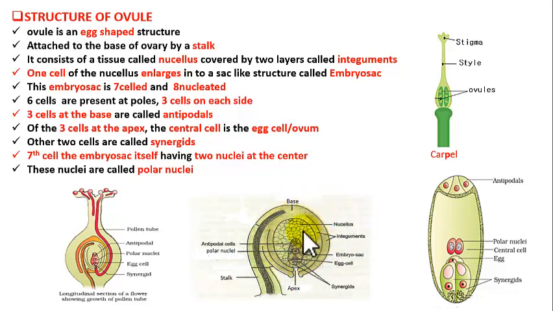So an ovule contains a central mass of tissue called nucellus, which is covered by two wall layers called integuments. Now students, during its development, one of the cells of the nucellus becomes enlarged and becomes a sac-like structure called the embryo sac. See here, this sac is initially not present, only this tissue is present, but later upon development, one of the nucellus cells becomes enlarged and is called the embryo sac.